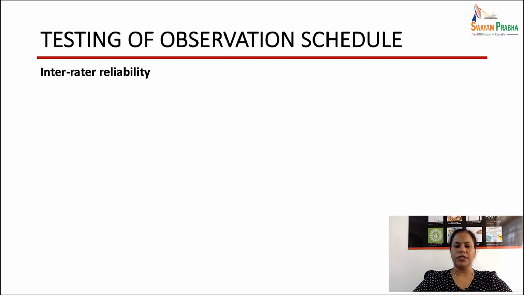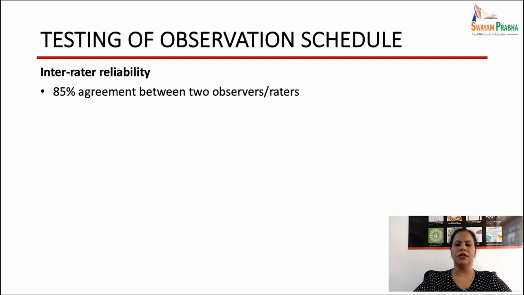Then you have to test the observation schedule. So once you have developed the observation schedule, then you need to test it. It can be tested in two ways. You can go for inter-rater reliability, where two observers are observing. Inter-rater reliability means consistency in observing something by two persons. There should be at least 85% agreement between the two observers or raters.